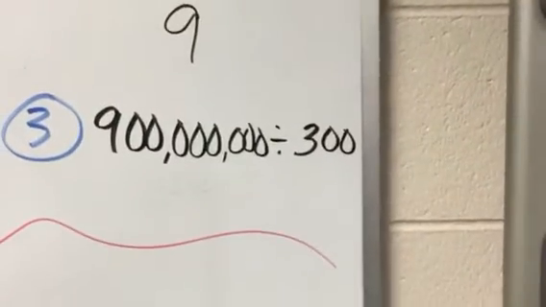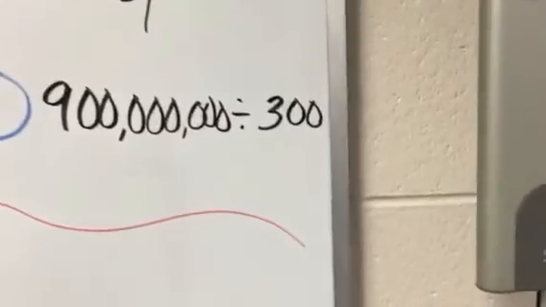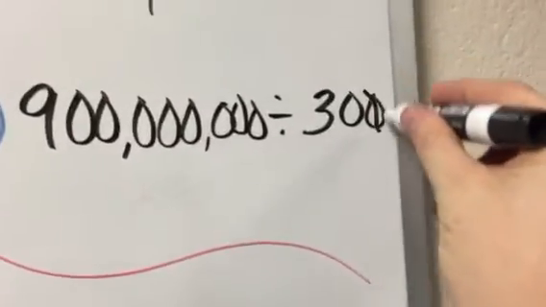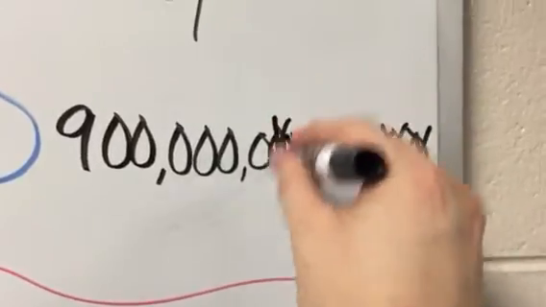And question 3, the big one. 900 million divided by 300. First things first, I have 2 zeros there, so I cross them off. Cross out 2 zeros here.